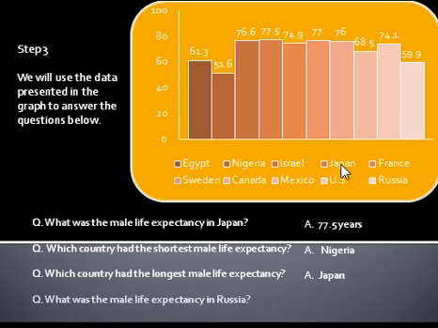What was the male life expectancy in Russia? Which one is Russia? Russia is the last bar on the graph. And if we look at the top, we can see that the male life expectancy was 59.9 years. And now we know how to utilize bar graphs and what they are.